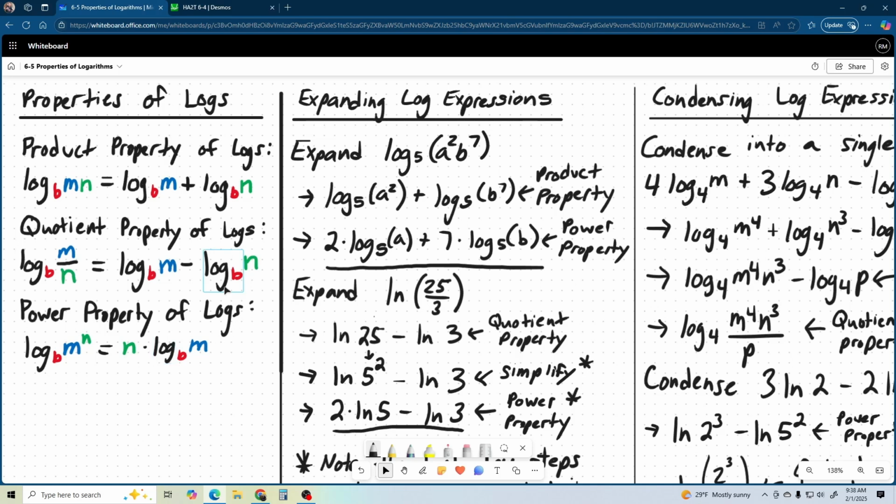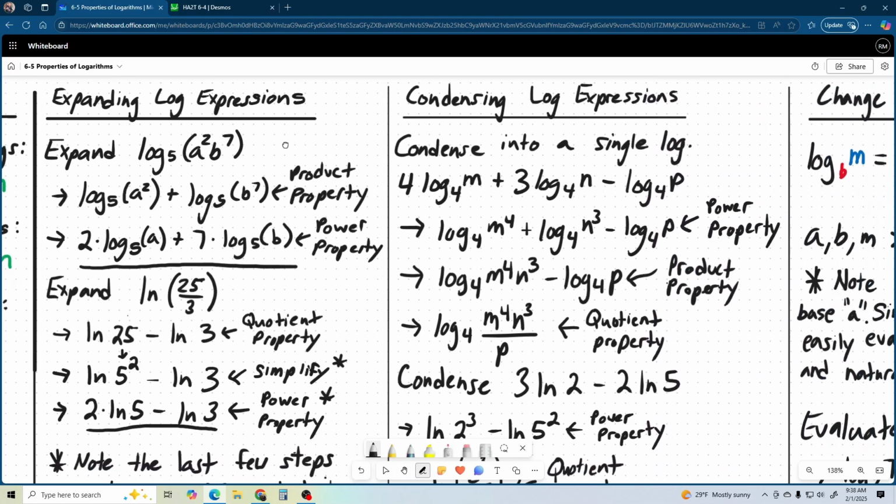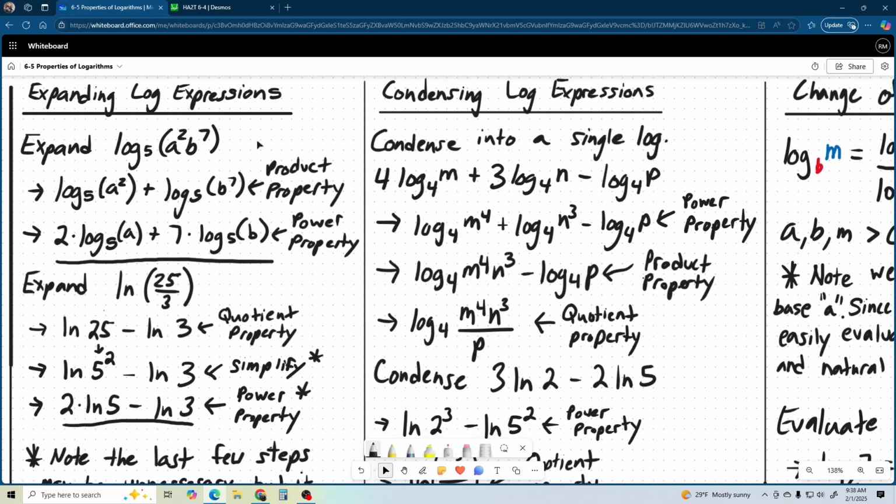All right, so let's go and try expanding. Let's use these properties. We'll start off pretty easy, and then we'll get a little bit more advanced as we go. So let's start off with one where we're going to use a few of them here. Let's expand log base 5 of a squared b to the 7th, okay? In other words, this is all one log form right now. We only have one log base 5 of this.